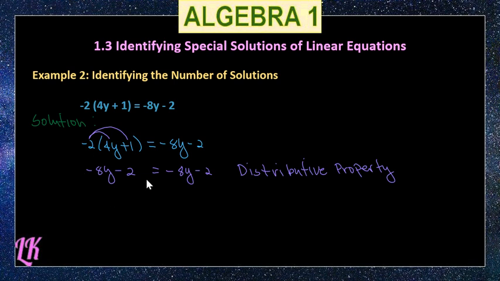You will notice that the left side of the equation is the same as that of the right side. Therefore, we can say that this equation is an identity. Now, let us see what will happen if we eliminate -8y by addition. So using the addition property of equality, we can add 8y to each side of the equation.